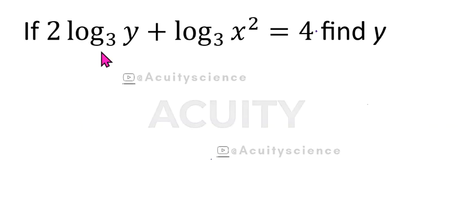Okay, if 2 log base 3 of y plus log base 3 of x squared is 4, let's find y. What we will try to do is use the multiplication law, because we can see that the bases are the same. So let's explore the multiplication law. But then there is a 2 at the front here.